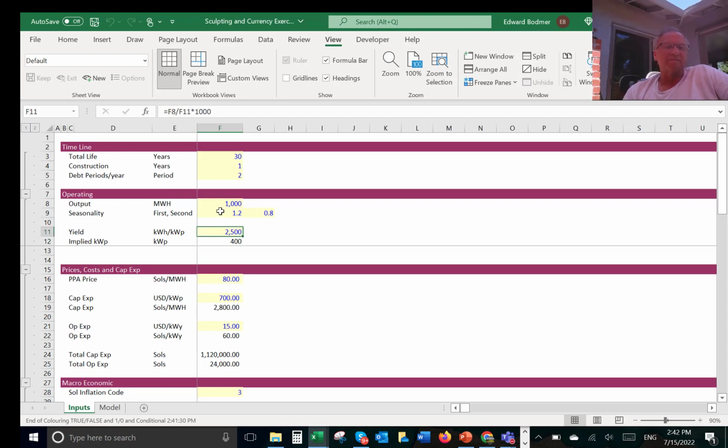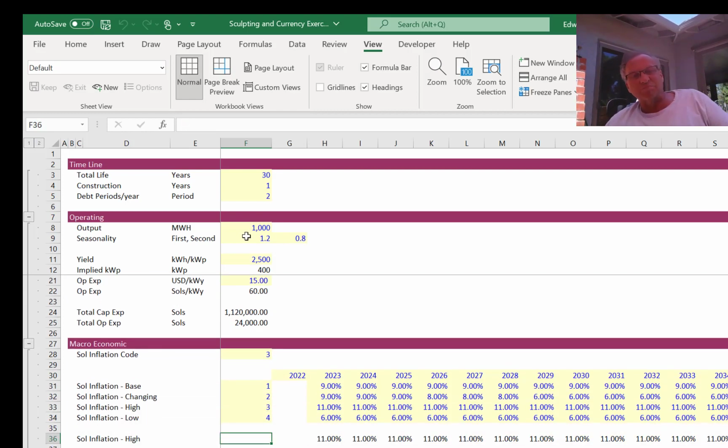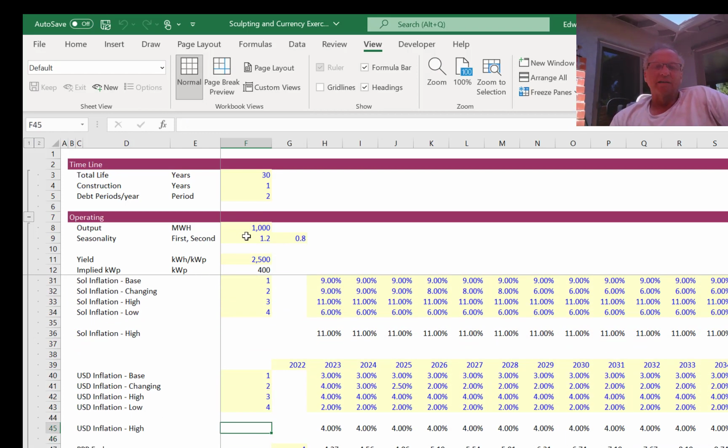We have a simple yield, and what I did is I started with MWH and backed into the KWP from the MWH. Okay, I did that. Then I said, okay, I'm going to put a price in our local currency, a capex in our local currency, opex in our local currency, and finally get the total capex and opex, just so I can get a simple example, one period construction, no fancy stuff. And then we'll do this.